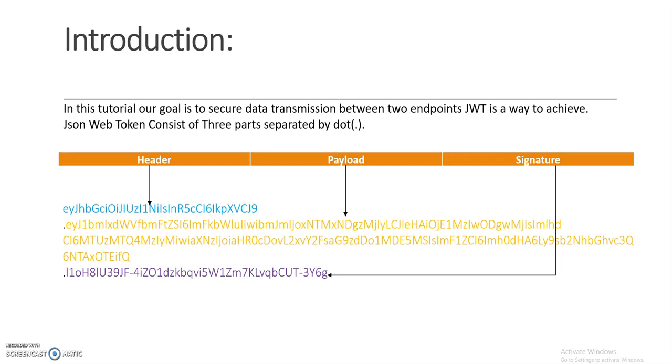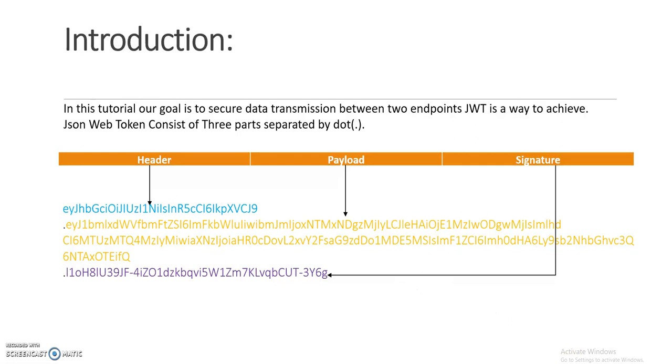So, in this tutorial, our goal is to secure data transmission between two endpoints. JWT is a way to achieve that. A JSON Web Token consists of three parts separated by dot. As you can see in the diagram, we have header, payload, and signature. Once you generate the JWT token, it is separated by dot. As you can see here, we have a JWT token.